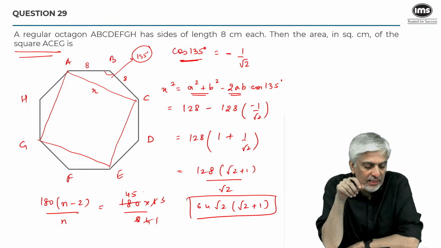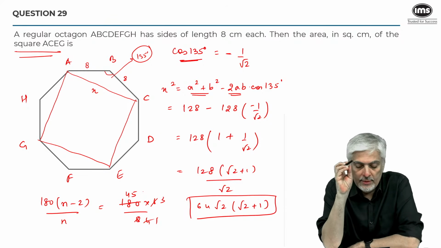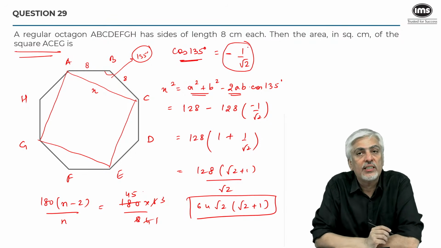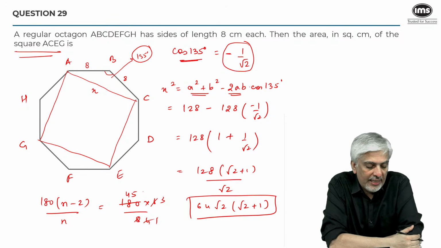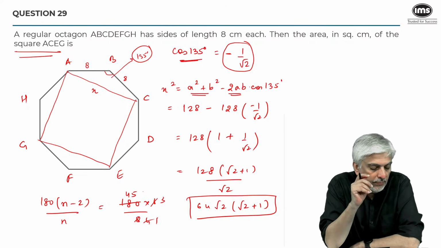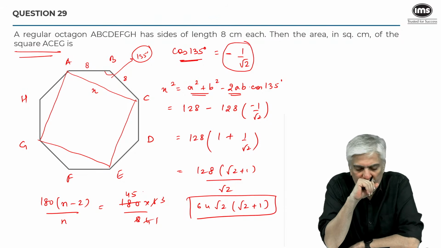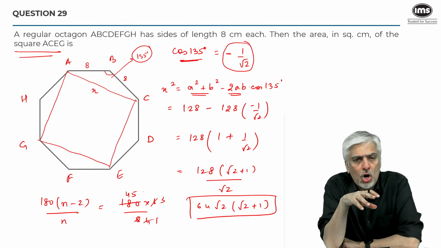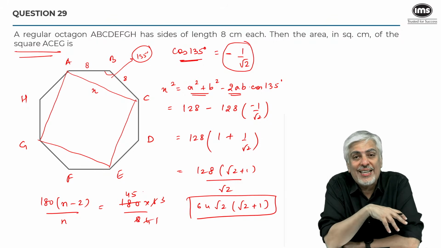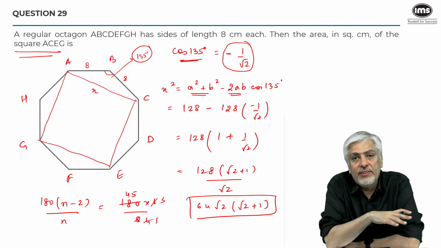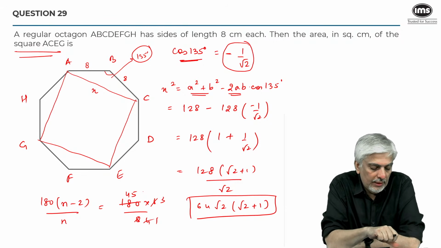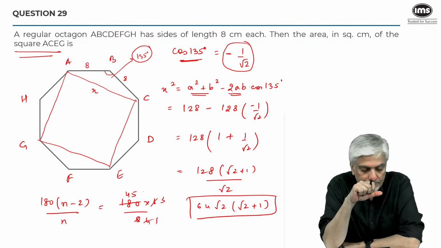Not minus, Arihant, plus. That cos 135 is negative 1 upon root 2 is a very important condition. Arihant has missed that part. Octagons are not that important, Anand, that I would want you to remember a lot of things, but I would want you to remember everything for hexagon. Everything which is needed for hexagon, remember. Arihant, did you find your mistake?